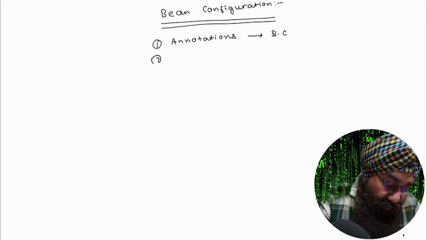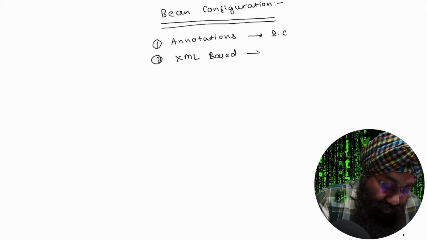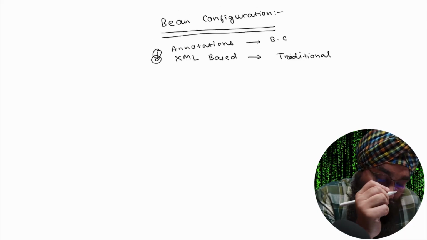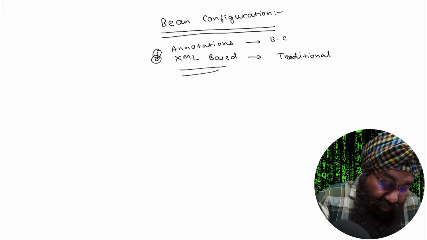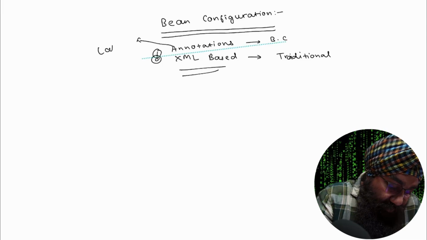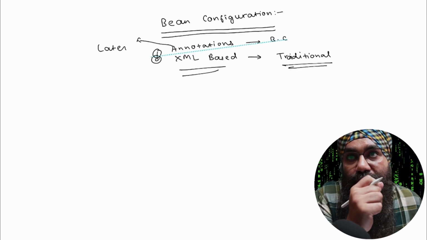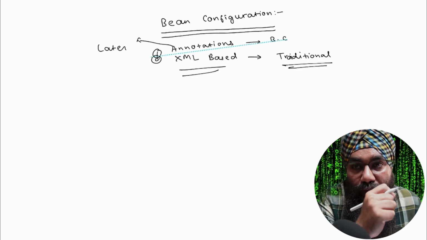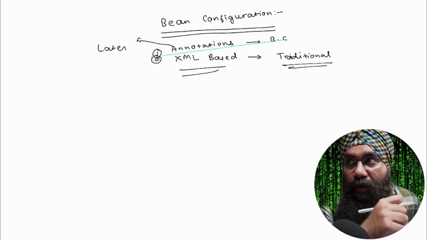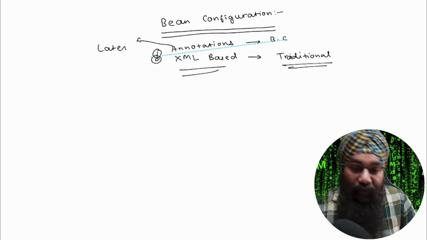The other way is XML based. This is the traditional way. In old times this was the only way. Annotations came later. So this is the traditional way of defining beans and creating beans in the Spring framework, and we will learn about this today. Let's see it with the help of a code example.